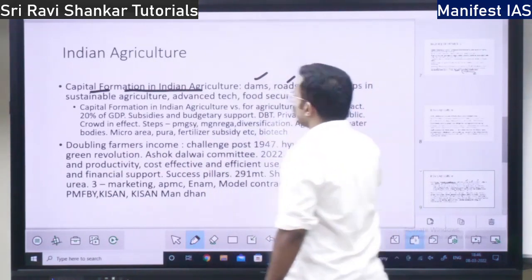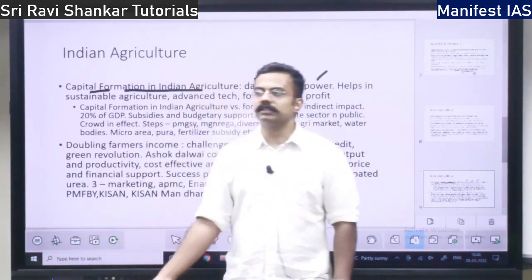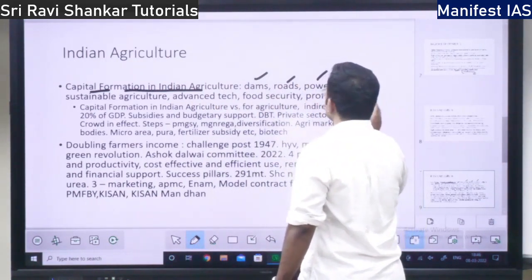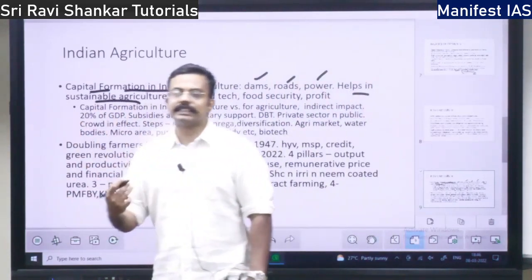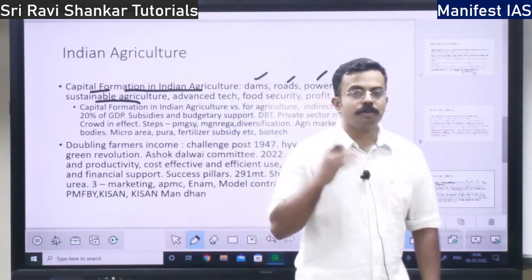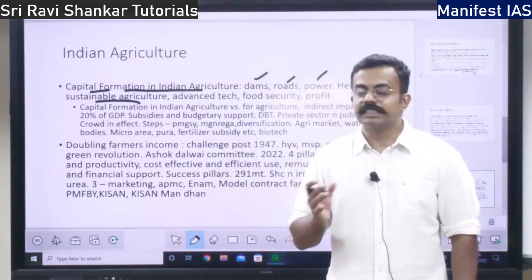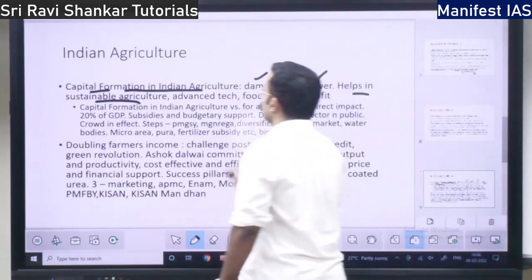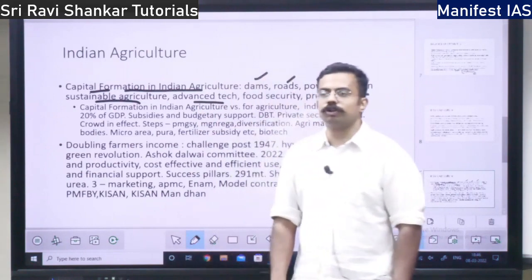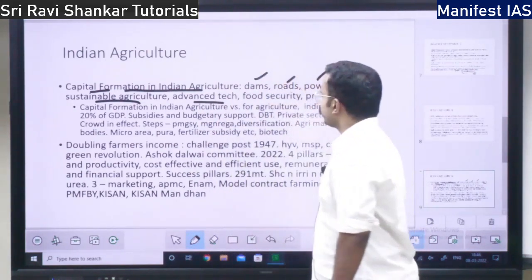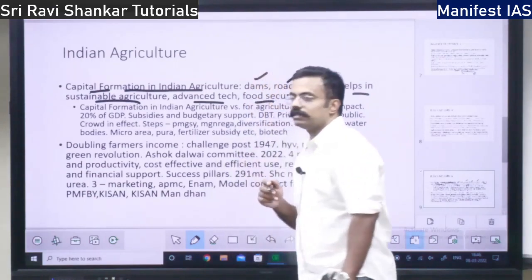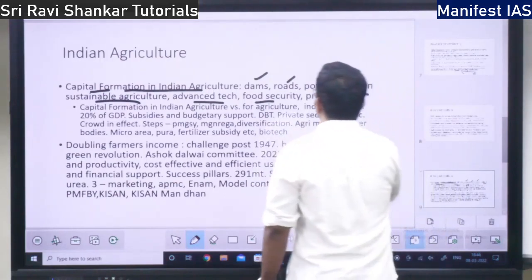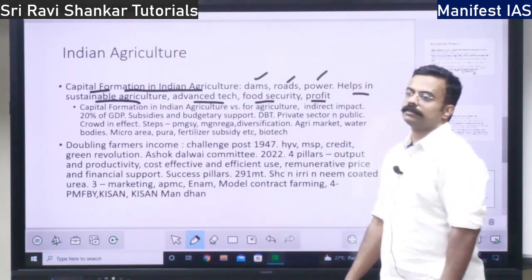Then you increase power supply. It will help in pump sets, right? Also food processing. Then it helps in sustainable agriculture. If capital is more, sustainable agriculture means good fertilizers will be used, essential microorganisms will not be killed, soil will not be destroyed. If capital is there, advanced technology could be used, right? If capital is there, it will ensure food security, sufficient availability of food. Then capital formation will lead to profit, right?